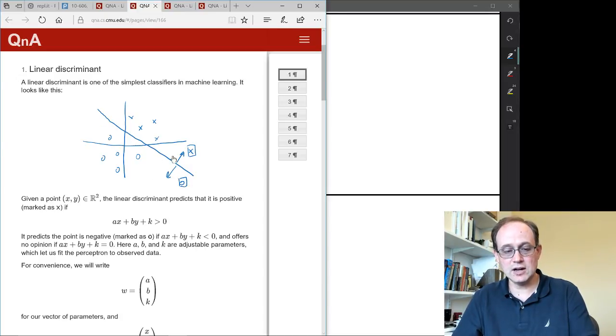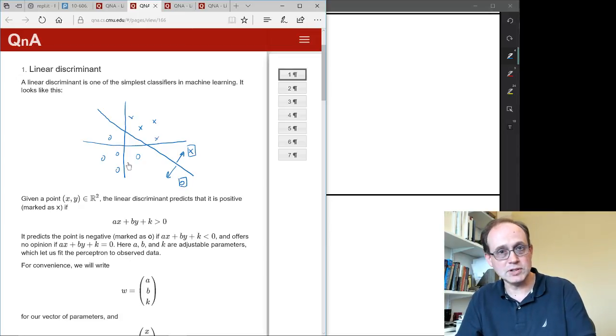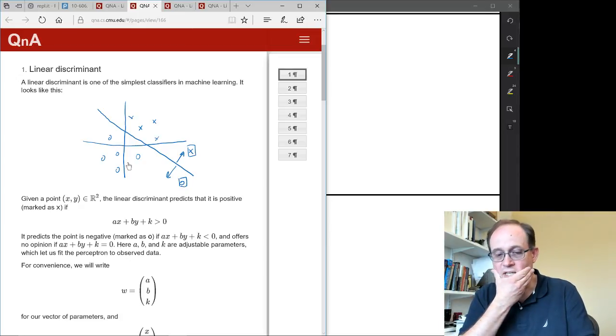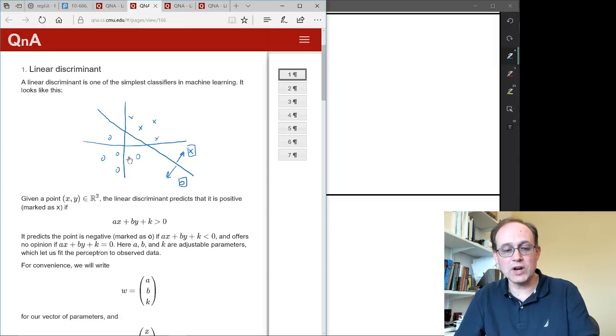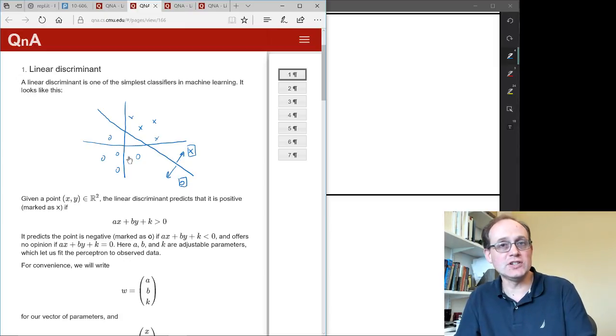So here's a line here, and the equation of this line is ax plus by plus k equals 0. And everything on one side, where ax plus by plus k is positive, gets classified as a positive example, and everything on the other side, where ax plus by plus k is negative, gets classified as a negative example. And so you would think of the x and y coordinates in this plot as measured features of your example, for example, the length and width of the petal of a flower that you were trying to classify. And then over here would be one type of flower, and over here would be another type of flower.